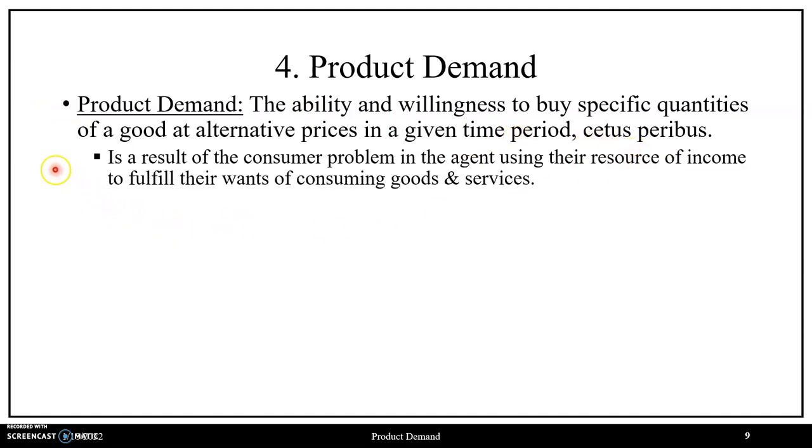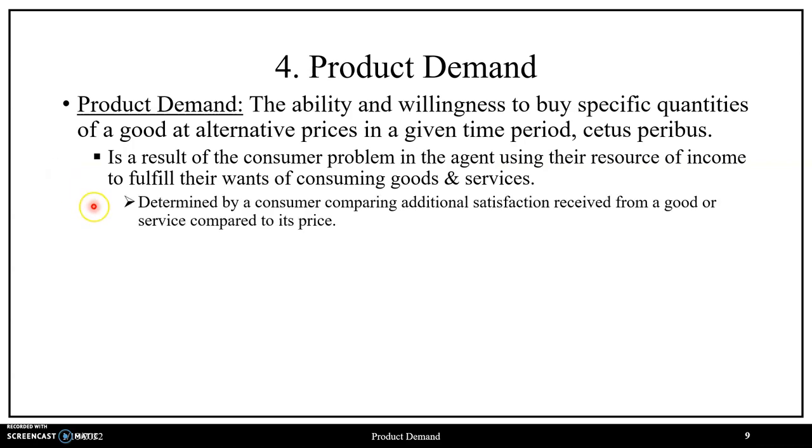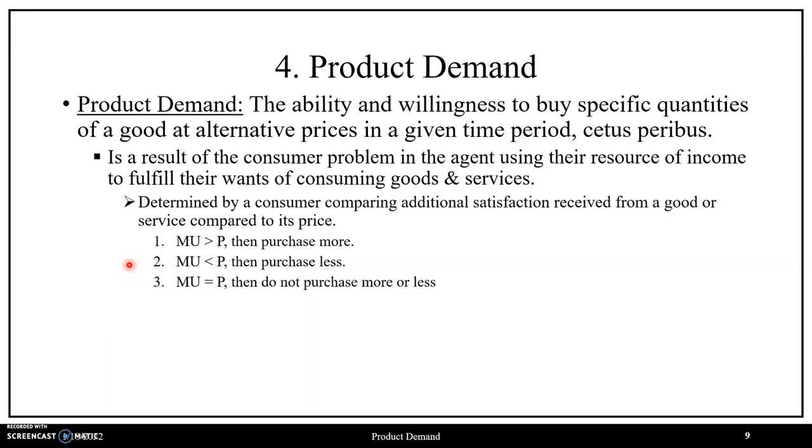This is the result of the consumer problem, where the agent is using their resource of income to fulfill their wants of consuming goods and services. This will be determined by a consumer comparing additional satisfaction received from a good or service compared to its price. That is, if additional satisfaction is greater than the price of the good, the consumer will purchase more of the good, whereas if additional satisfaction is strictly less than the price, then the consumer will not go through with the purchase. If additional satisfaction is equal to the price of the good, the consumer will go through with the purchase, but they will purchase no more or no less of the good.